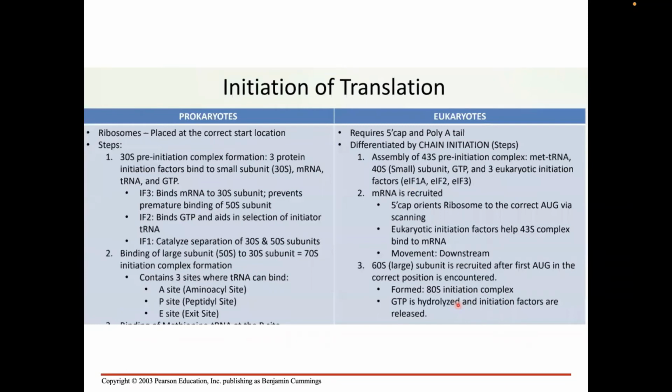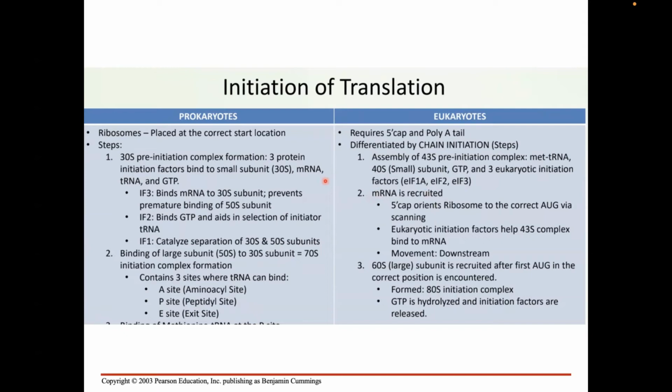And then meron din tayong tinatawag na initiation process for the translation. So basically, lahat ng ating steps in the central dogma, katulad ng replication, transcription, meron tayong 3 major processes involved, yung initiation, elongation, and then the termination. So, applicable pa rin siya sa ating translation. So, let us just start with the initiation. This is the difference in the initiation between your prokaryotes and then the eukaryotes. And then for the prokaryotes, we have the ribosomes placed at the correct start location.